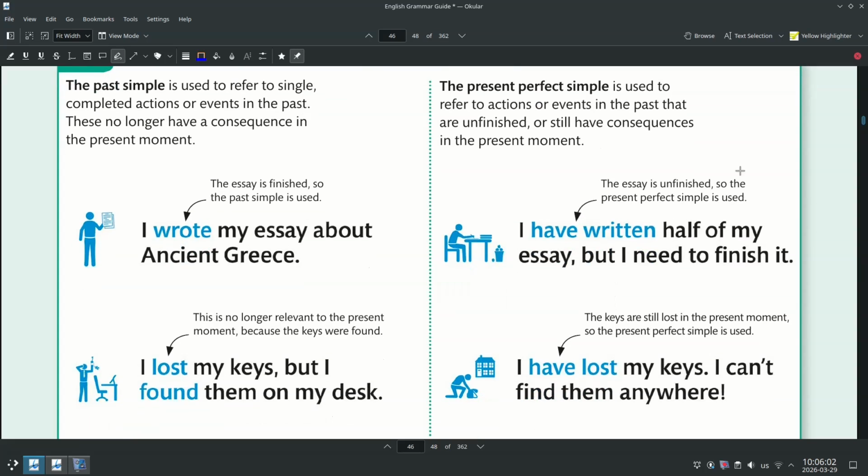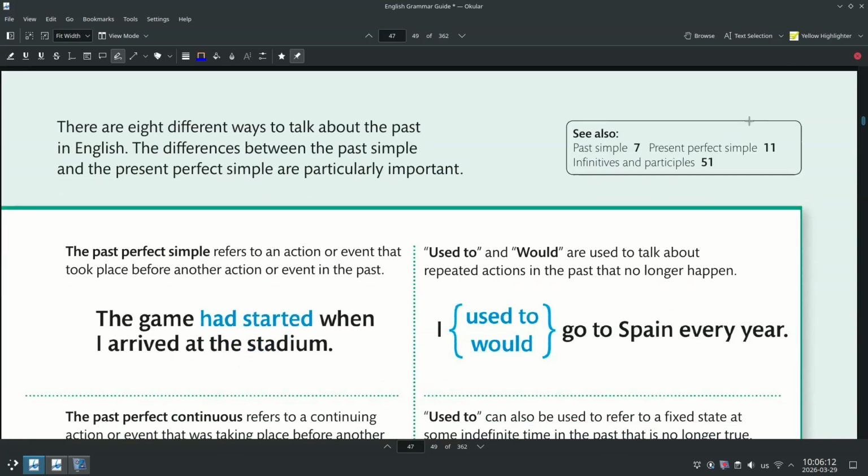I have lost my keys. I can't find them anywhere. The keys are still lost in the present moment, so the present perfect simple is used. There are 8 different ways to talk about the past in English. The differences between the past simple and the present perfect simple are particularly important.